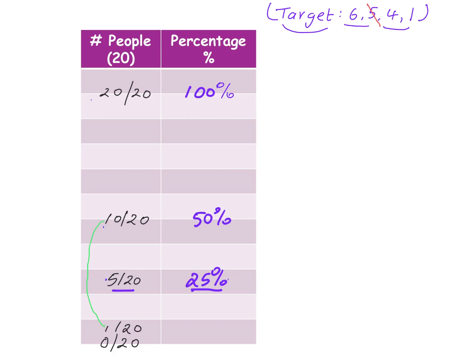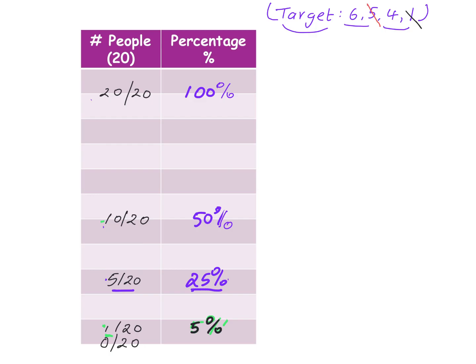To convert 1 out of 20 to a percentage, we can connect 10 out of 20 to 1 out of 20. And we could divide it by 10. 10 divided by 10 is 1. Then 50 divided by 10 is 5%. So that's our 1 done.